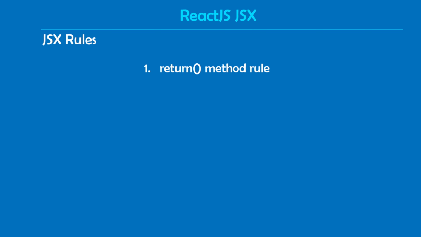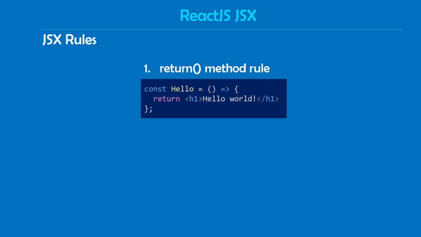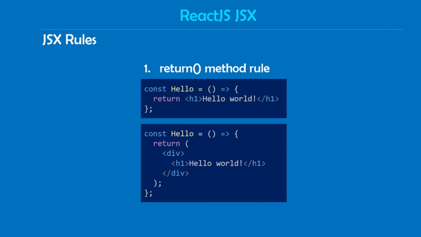Rule number 1, return method rule. If you have only a single HTML element inside the return method, you don't need to mention braces inside it. In the same way, if you have multiple HTML elements, you need to wrap everything inside open braces and close the braces before the HTML content ends.